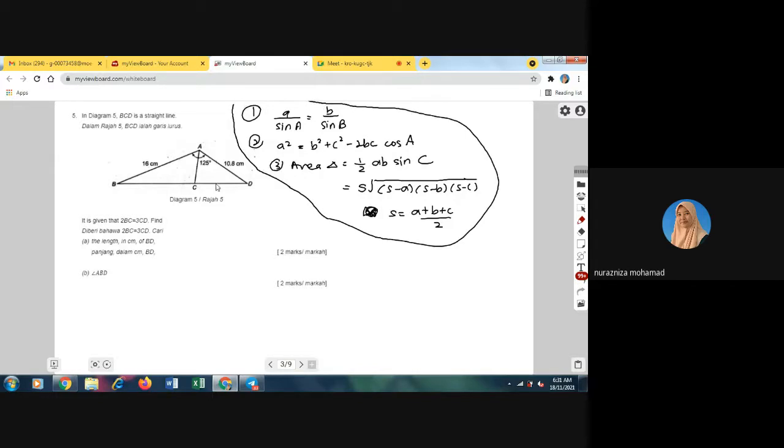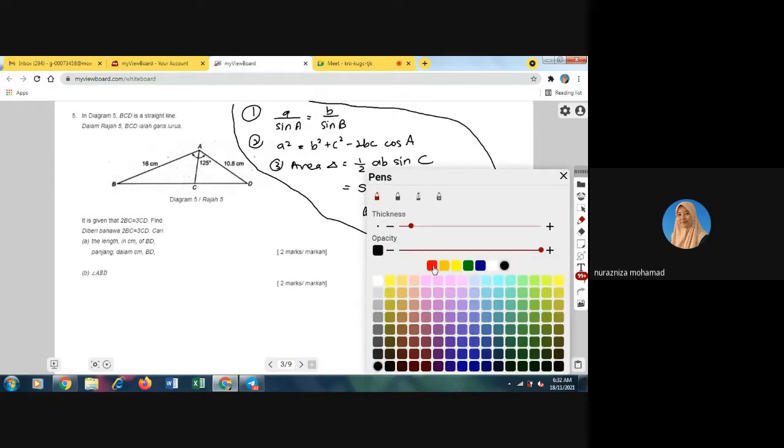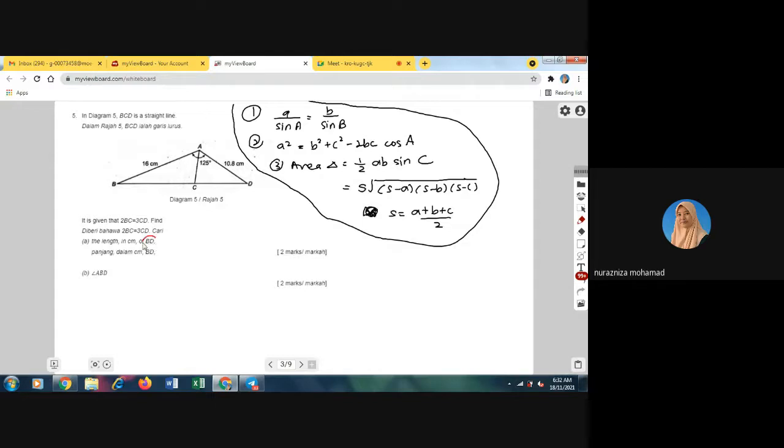Okay, now look at question number 5A. Find the length of BD. Okay, BD. So we need to use the big triangle here. So as usual, we label the triangle first. So we want to find the length of BD, so this side I label as small a.